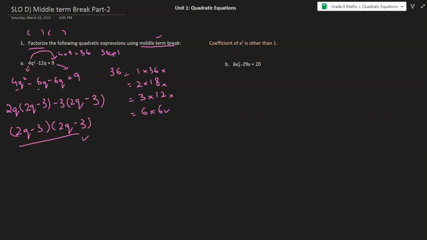So the coefficient of x squared is other than 1. So now I have to multiply it with 20. So 6 into 20 gives me 120. Now I have to look at the possible combinations of two numbers, that when added give me 29 and when multiplied give me 120. So very simple, let's look at the combinations of 120.